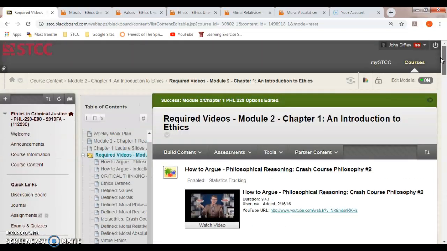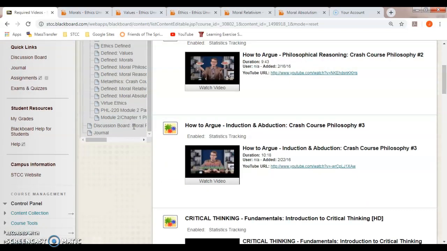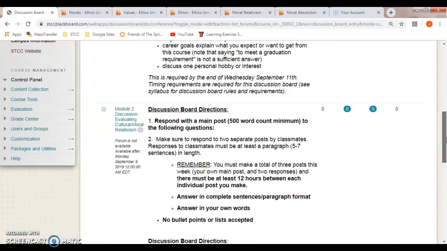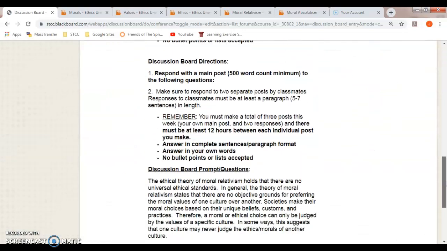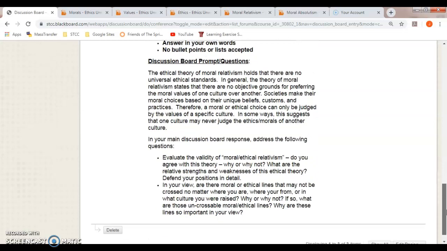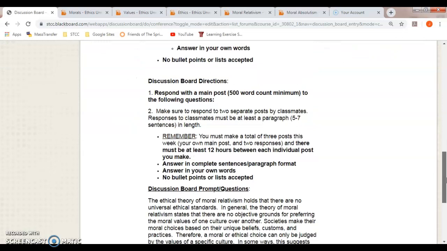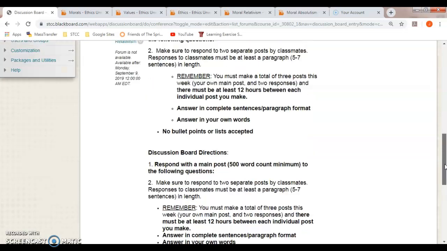And then other things you have for this week is the discussion board, which is one of your assignments this week, and the journal. So remember, discussion boards can be found here in discussion boards. Your discussion for the week is really evaluating moral relativism. Remember, you have to post your own main response, 500 words, and then you have to wait 12 hours, respond to a classmate, wait another 12 hours, respond to another classmate. So that is the discussion board. Again, if you don't make the 500 word count minimum, you will fail. So make sure you get it. You have all week to do that.